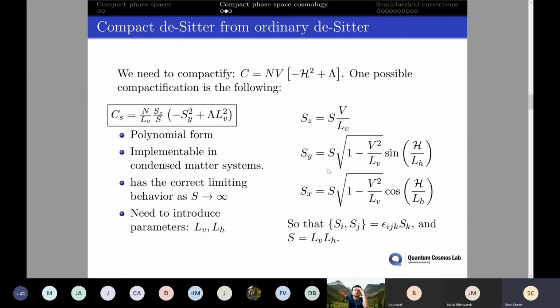But anyway, if we start with that Poisson bracket I showed earlier for V and H, and we directly compute the Poisson bracket between these functions, we find that they obey the normal SU(2) bracket, provided that LV and LH multiply together to make S. And doing that, we get this compactified Hamiltonian here for the cosmological degree of freedom. And this has a polynomial form, which is good because it's simpler to quantize, for instance, and it could also be implemented in condensed matter systems because this is a simple form for the Hamiltonian. And furthermore, it has the correct limiting behavior as the phase space curvature goes to 0.